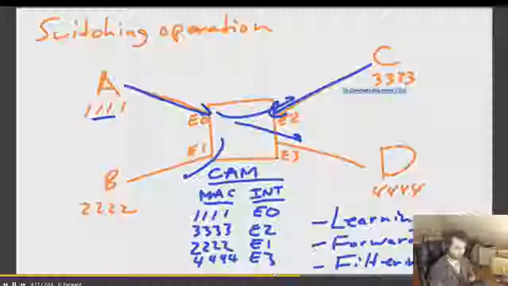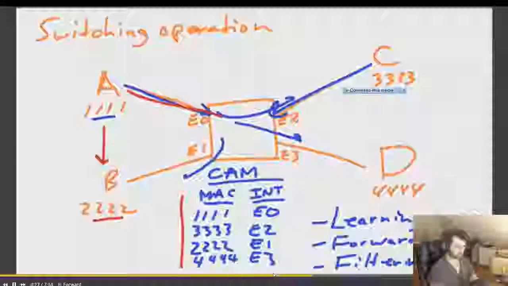Once the CAM table is complete, the next time that A tries to send data towards any of these other three devices, for example, if I'm trying to target now station B, the destination MAC address of that frame coming into the switch is of course going to be 2222. The switch simply does a lookup in the CAM table, sees that 2222 can be reached over port E1, and intelligently forwards the frame to that single port.